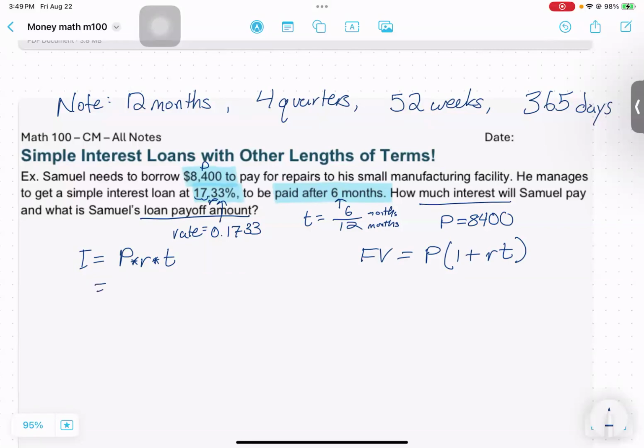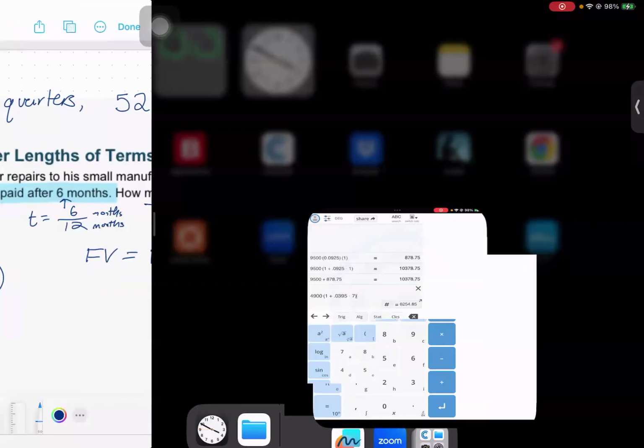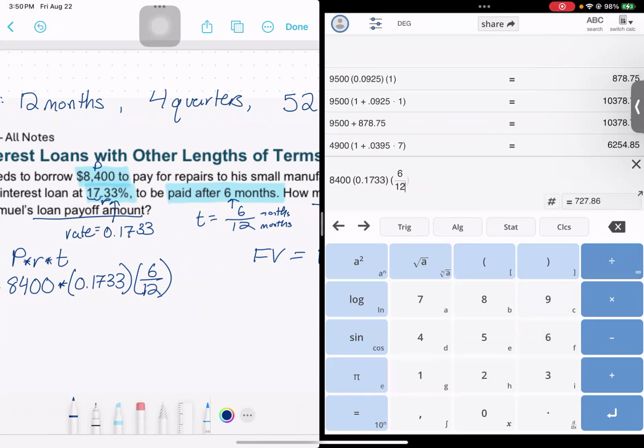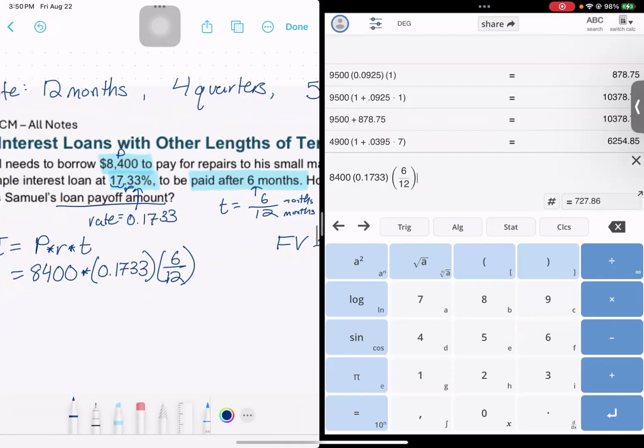And here we go. So here we have 8400 times our rate of 0.1733 and a time of 6/12. 6 months out of 12 months for a year. Okay. And I love your calculator. If you were careful, you can put it into your calculator exactly like we see it. 8400, 0.1733, and then another parenthesis. I had to close and then open again. 6 divided by 12. Oh, look. And then I close it and it looks just like I wrote it.